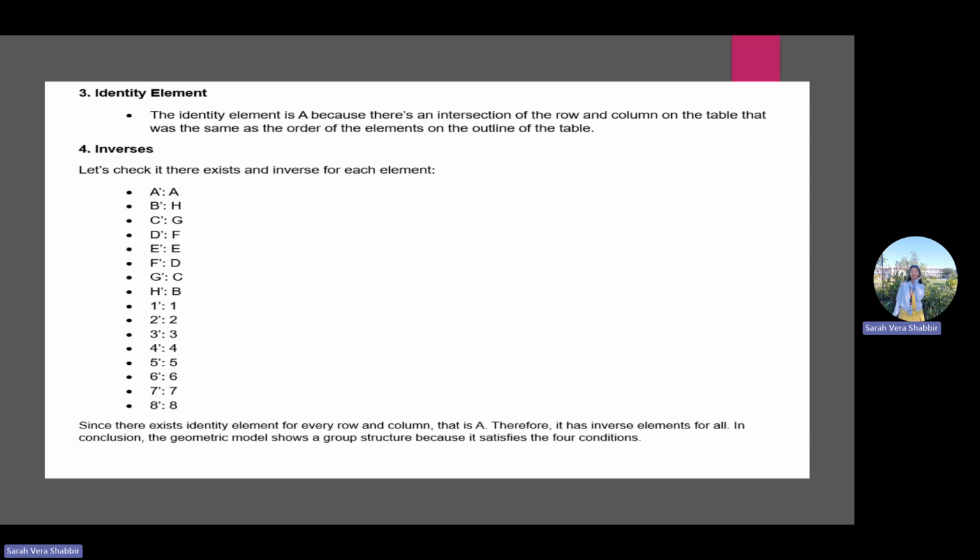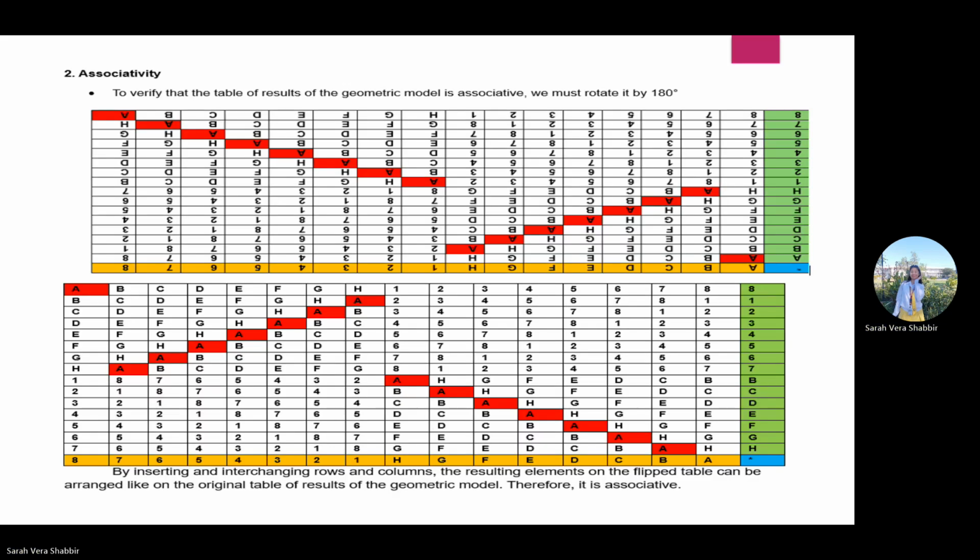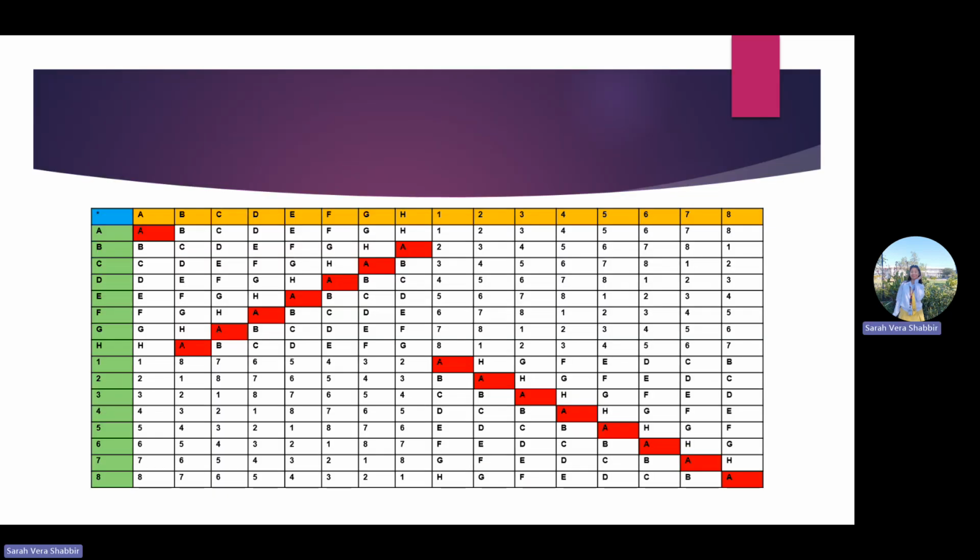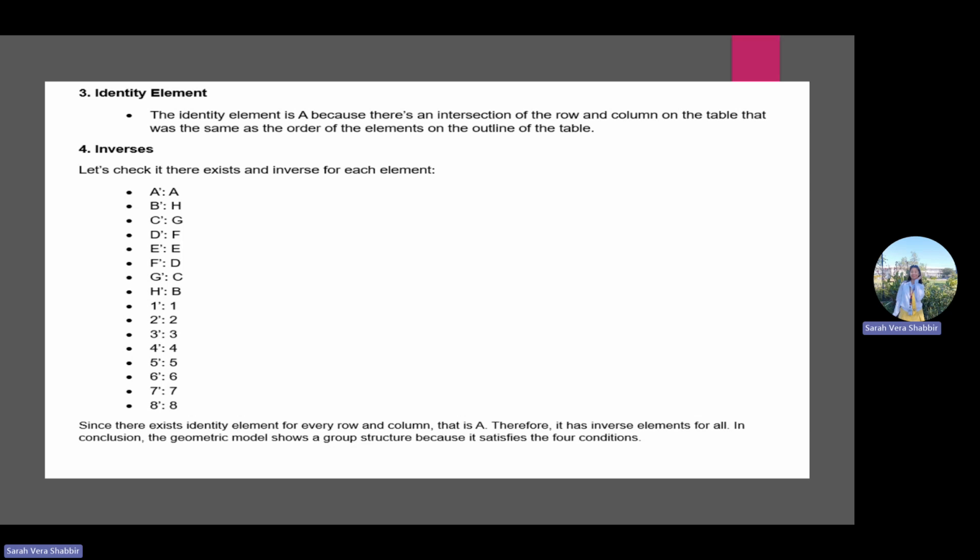And also inverses, let's check if there exists an inverse for each element. For A is A, so let's go back again to the table. For A, we have A, and for B, we have H, C is G, D is F, F is E, G is C, and then H is A. And for 1 to 8, their inverses are themselves. So since there exists an identity element for every row and column, that is A, therefore, it has inverse elements for all.